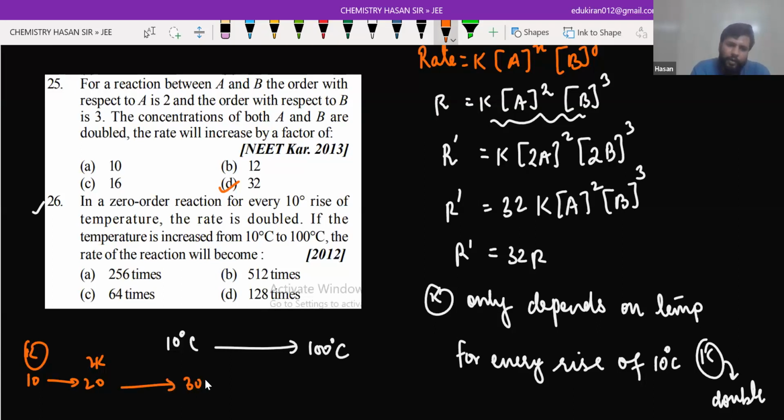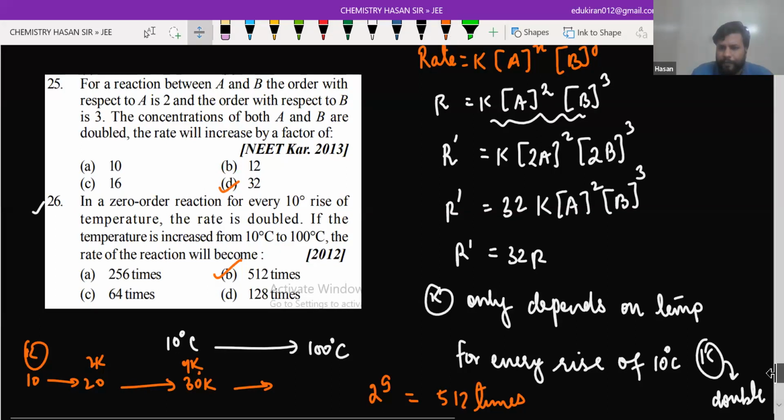Then at 30 degrees centigrade, it becomes 4K. So it will basically increase 2 raised to the power 9 times. So it becomes a total of how many times? 2 raised to the power 9. What will be the scenario? 512 times. As you know, 2, 4, 8, 16, 32, 64, 128, 256, 512 times. Is that clear, Shahid? Yes, sir. Okay. Can you change the slide?